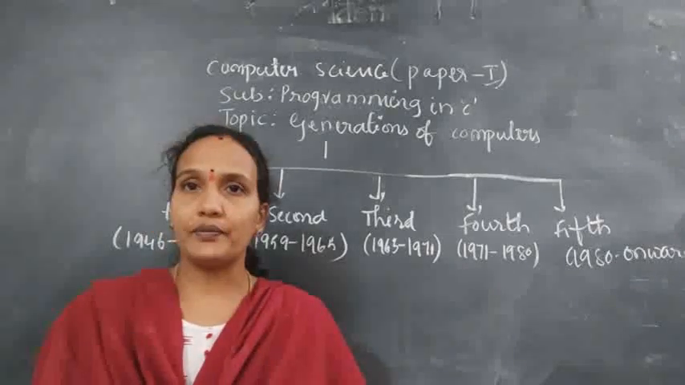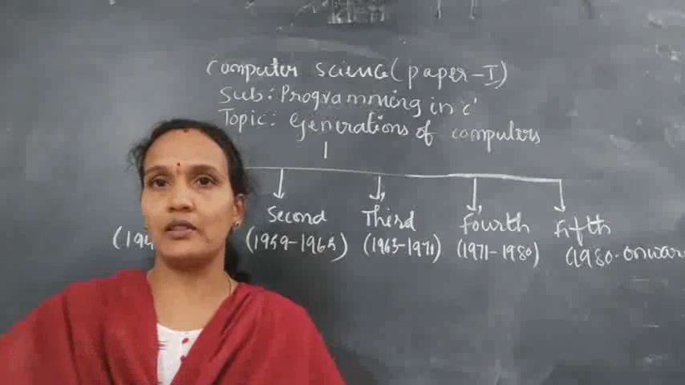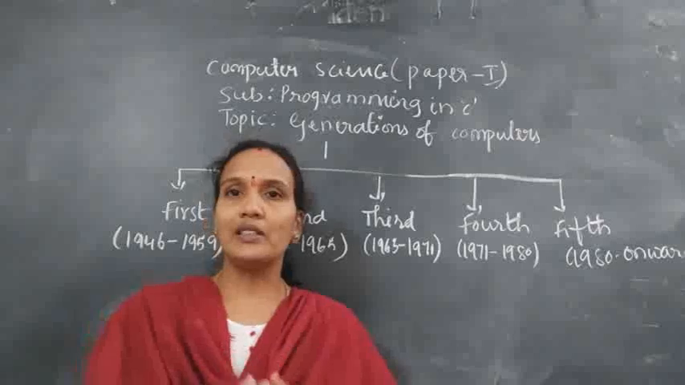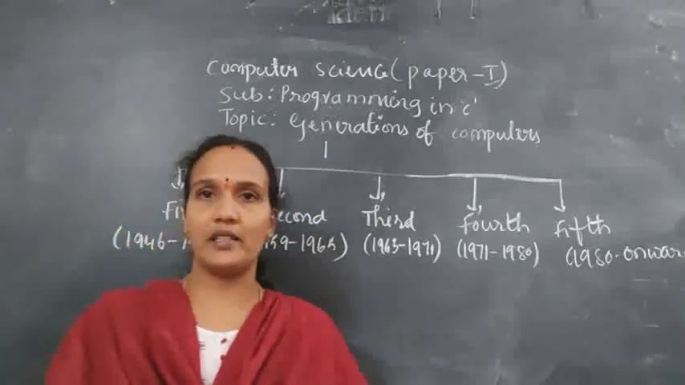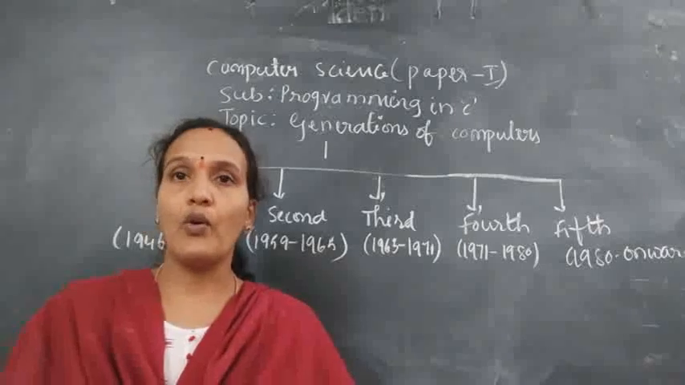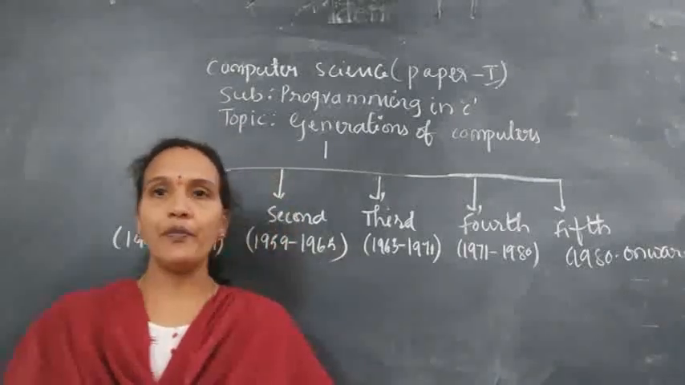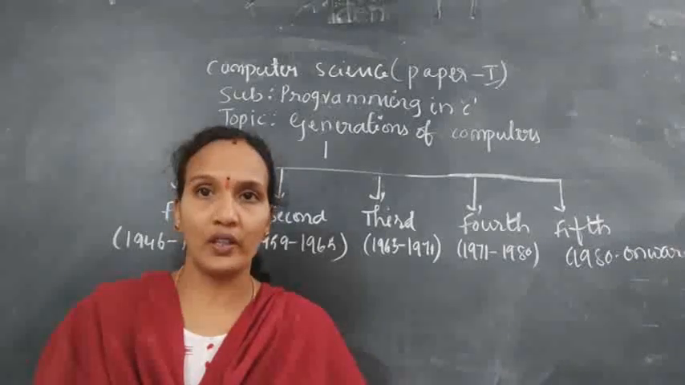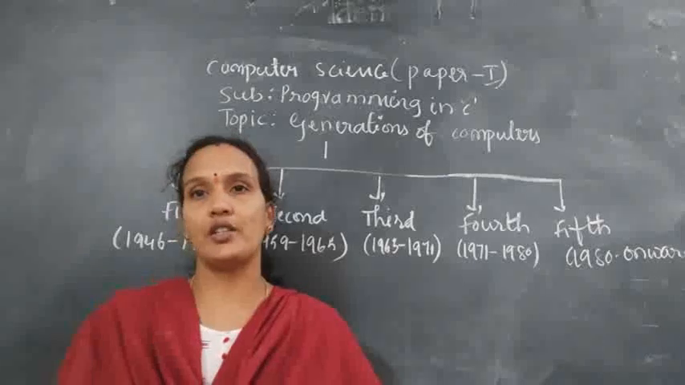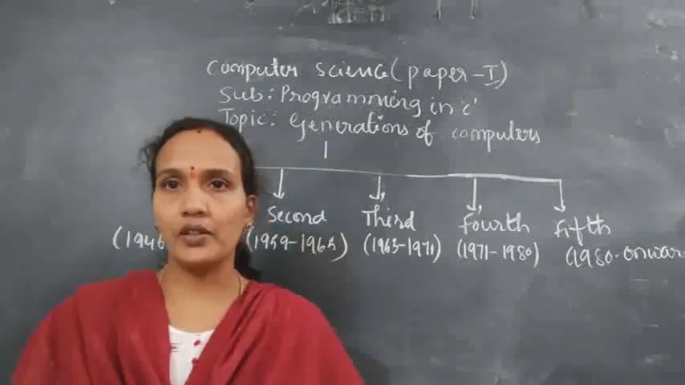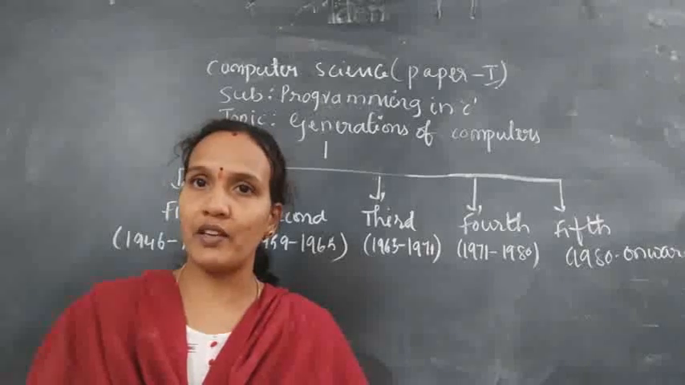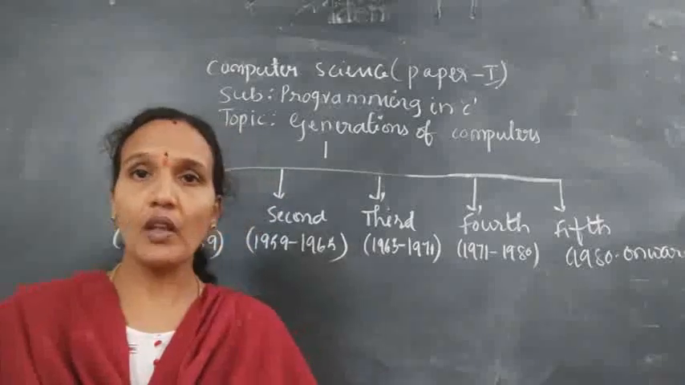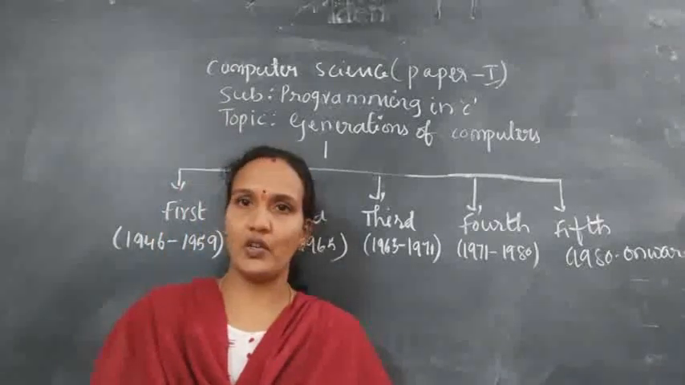When the computer's development started, the development of this complex system started around 1940, with the first generation of computers. Understood? So the development began around 1940 with the first generation of computers.